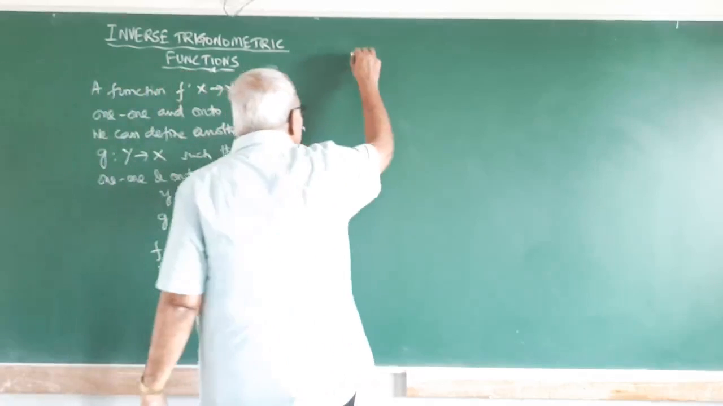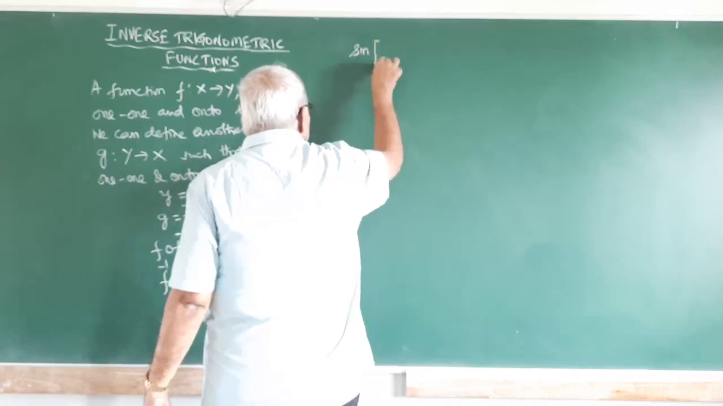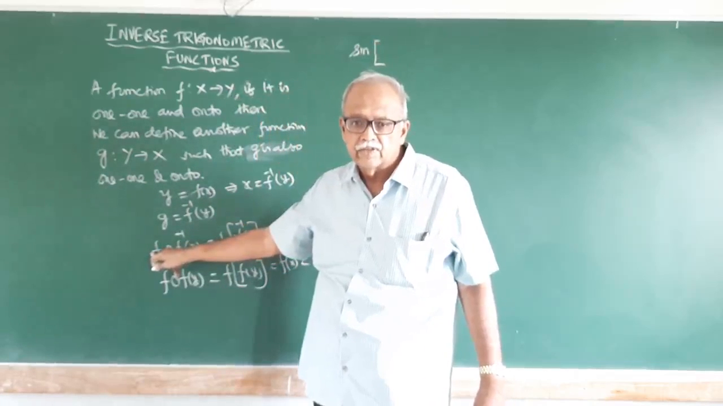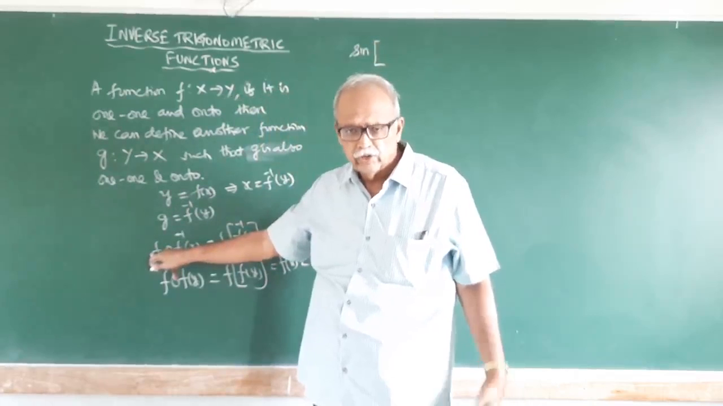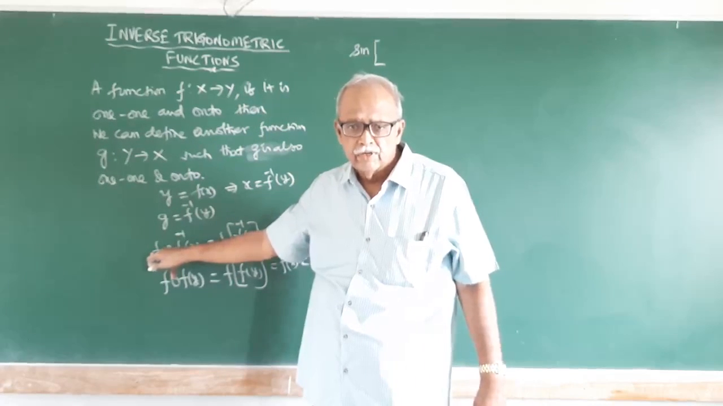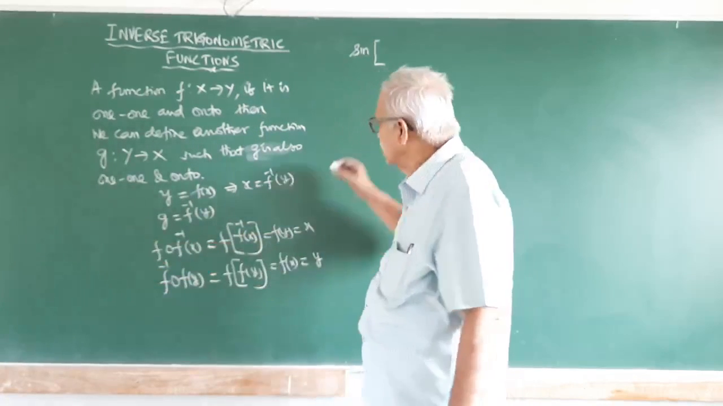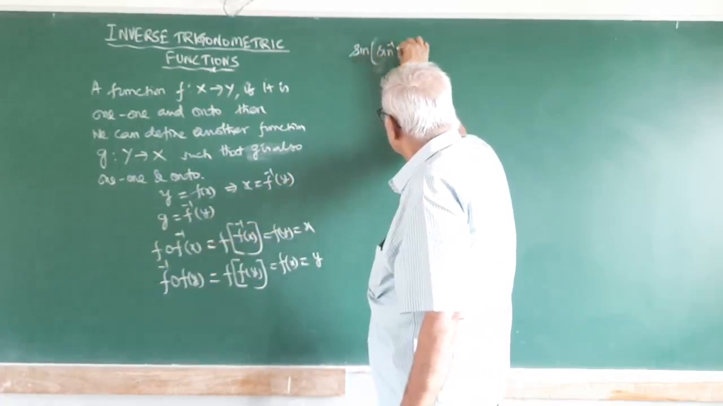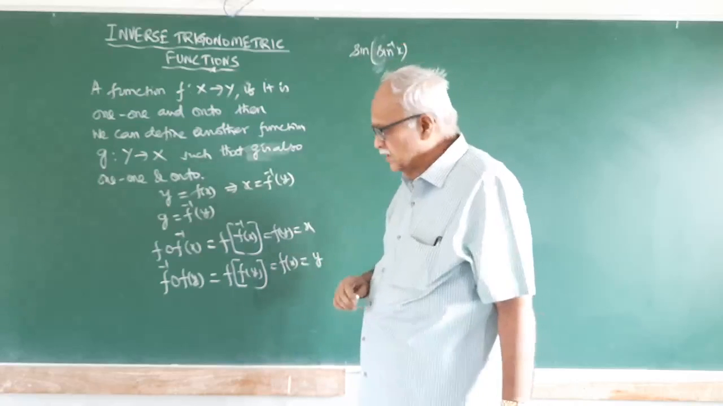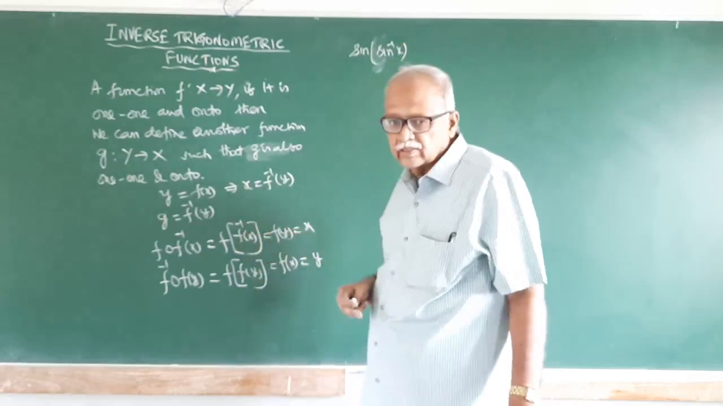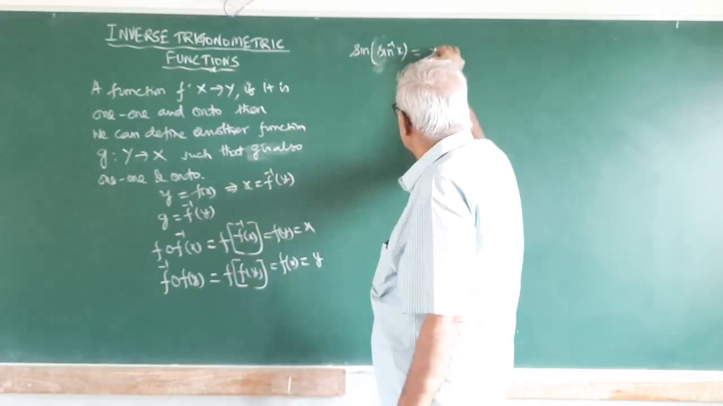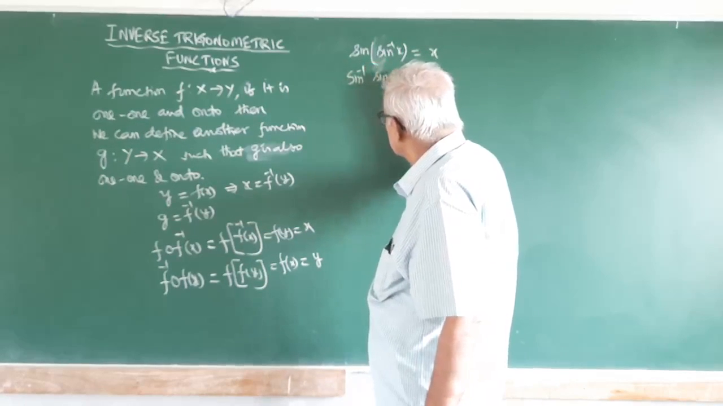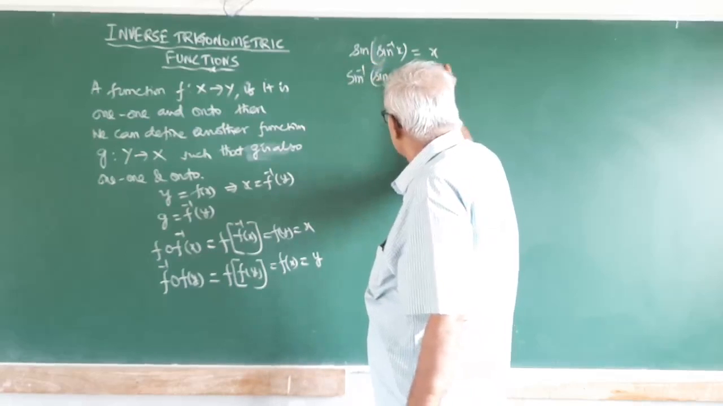Sine of... instead of f, we are taking the sine function. f is a function. You can take log also; log is a function. So the f function is sine of sine inverse of x, and this is equal to x. Like that, sine inverse of sine x is also equal to x.